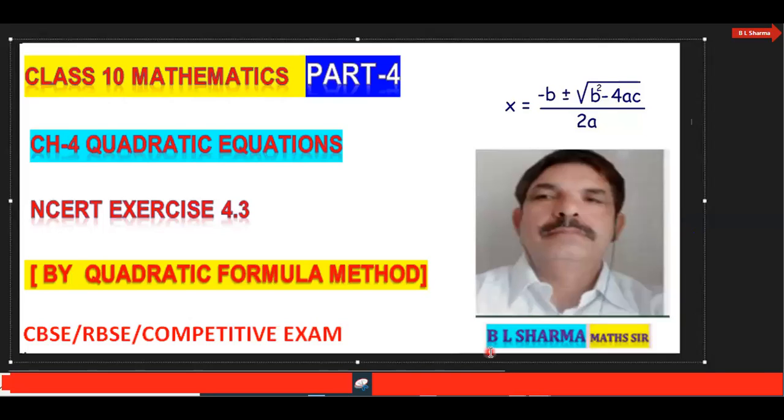Hello students, I am BL Sharma, Maths Sahab. We'll discuss exercise 4.3 of chapter 4, that is quadratic equations of class 10th mathematics, and this is part 4. And we are using here the quadratic formula to find out the roots of the quadratic equations.